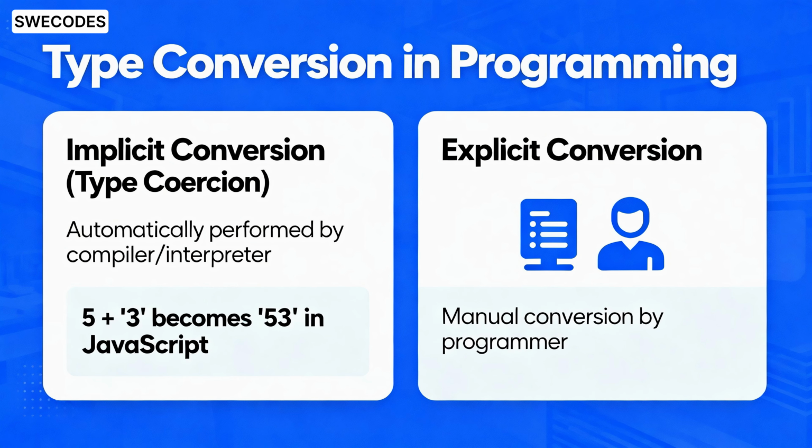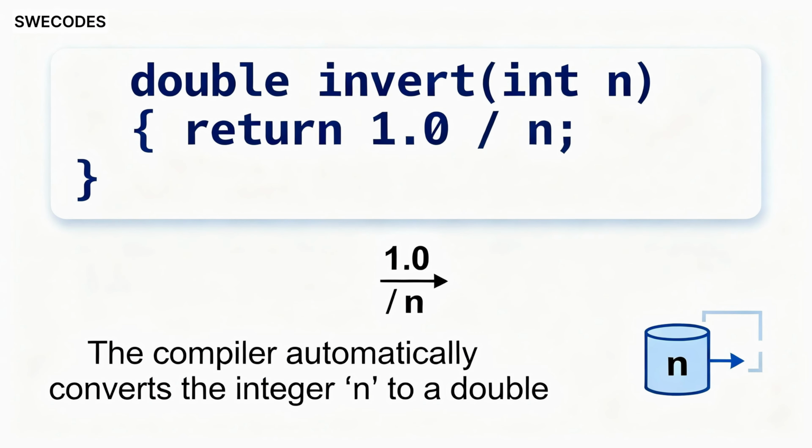Type conversion is where things get really interesting. There are two main kinds, implicit and explicit. Implicit conversion, also known as type coercion, happens automatically. The compiler or interpreter decides to convert one type to another behind the scenes. Here's a quick example from C: double invert(int n) { return 1.0/n; }. When dividing 1.0 by n, the compiler automatically converts the integer n into a double. Because the operation involves a double, that's coercion, no manual effort required.